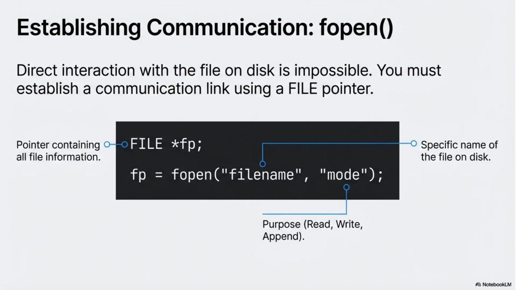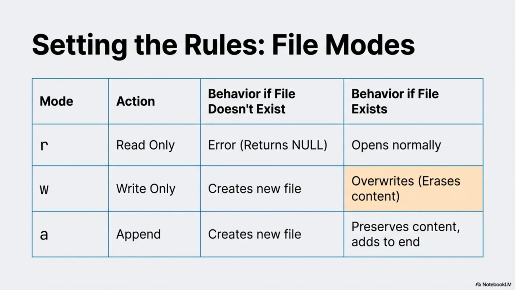To interact with a file, you must establish a link using the fopen function, which returns a file pointer. This function takes the file name and the mode as arguments. File modes set the rules for interaction. R is read-only. W is write-only and overwrites existing content. A is append, which preserves content and adds new data to the end.